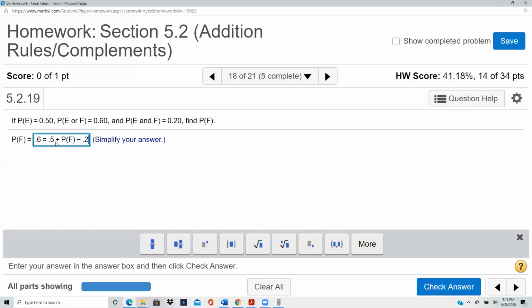So it's basically an algebra equation. You think of P(F) like an X. So you have 0.6 equals 0.5 plus X minus 0.2. So what you do is 0.5 minus 0.2 is 0.3. And when you subtract 0.3 from both sides, you get 0.6 minus 0.3. So that will be 0.3.